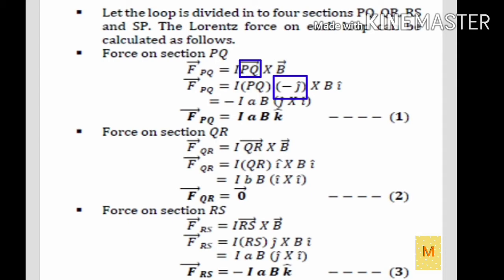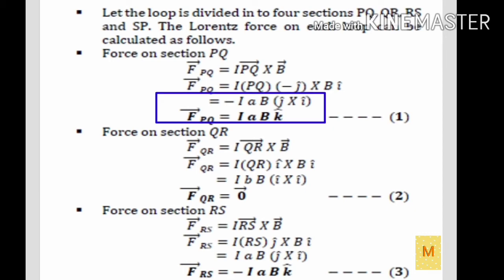The unit vector along negative y direction is minus j cap. So this is replaced as I into PQ into minus j cap. Cross B vector is replaced as B into i cap because this magnetic field is acting along positive x direction, which is equal to minus I A B into j cap cross i cap. This j cap cross i cap is equal to minus k cap, so that the equation becomes F PQ vector is equal to I A B k cap.